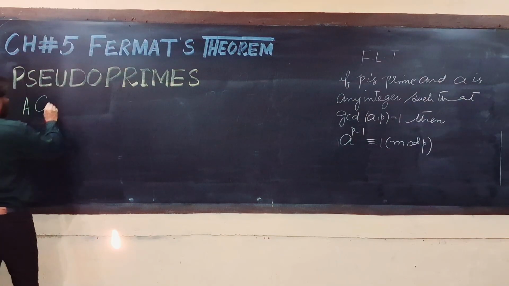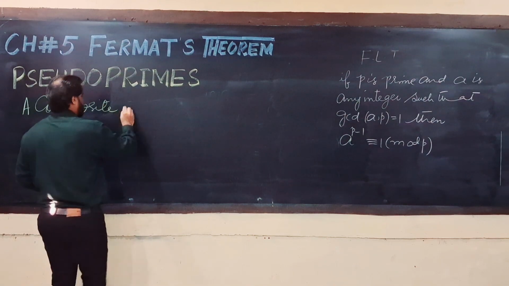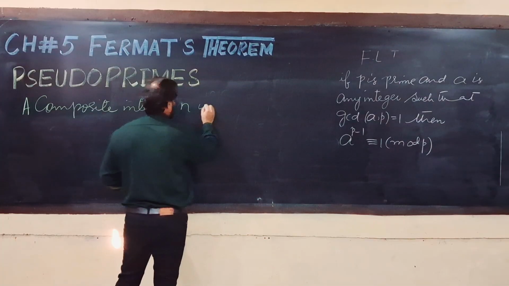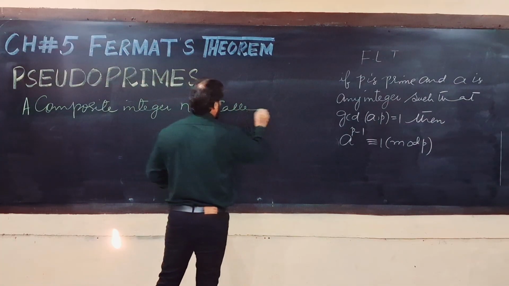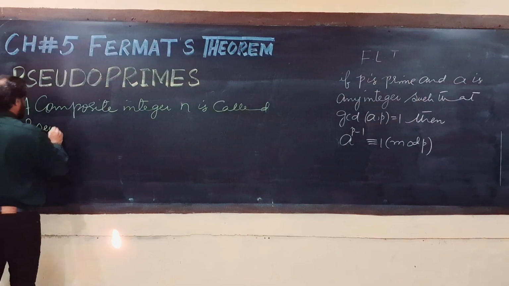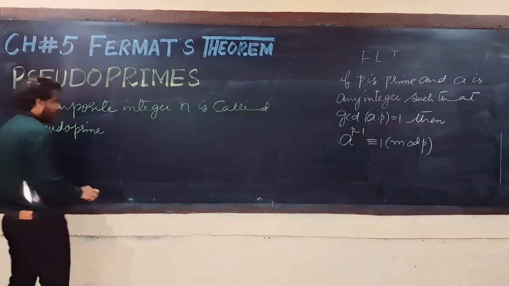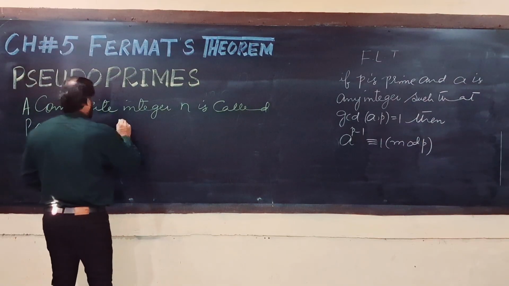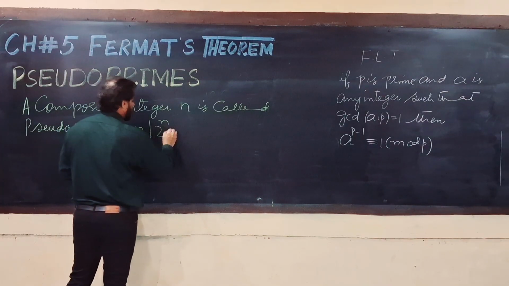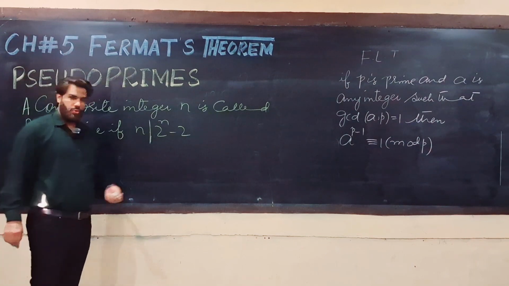A composite integer n is called a pseudoprime if n divides 2 raised to power n minus 2. This is the definition of pseudoprime given in the David book.